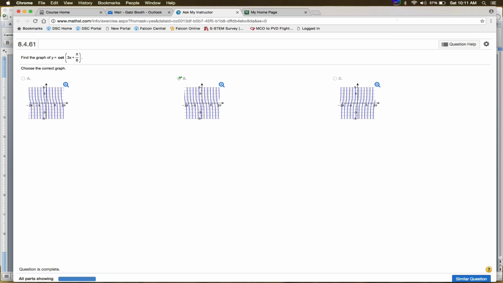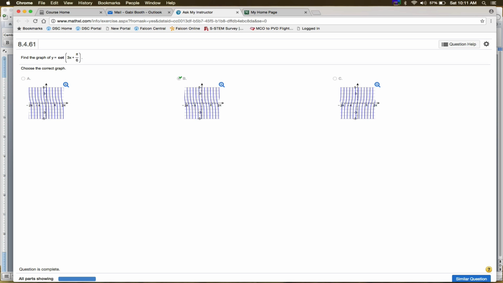Here's the problem, and here are your choices. Now, especially for the tangent and the cotangent, to pick out the right graph, sometimes look by process of elimination. If I look at those three graphs, I can see right away that C cannot be the correct answer because C is not a cotangent. C represents a tangent. So just by process of elimination, you can already eliminate C. Now we're looking at A or B.